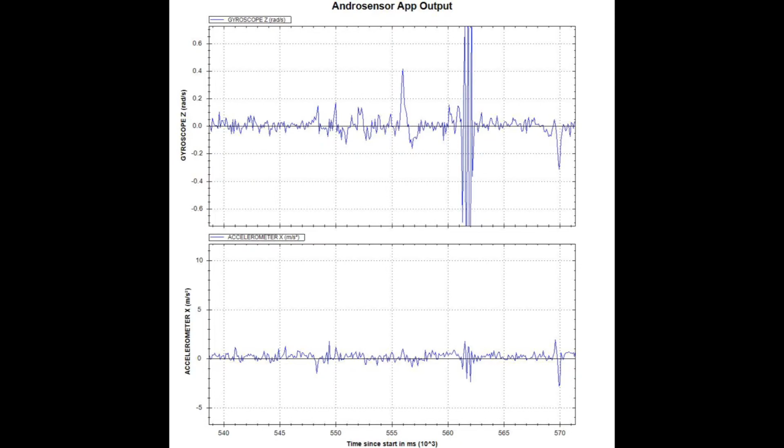Here's the Andro data, and you can see on the gyroscope the move started at around 547 seconds. You see 1, 2, 3 basic moves, all relatively small at less than 0.2 radians per second, and then you don't see much action on the accelerometer, and then there's a big move at 557 at 0.4 radians per second, but the pulse width is large enough so you don't get a big impact on the accelerometer.